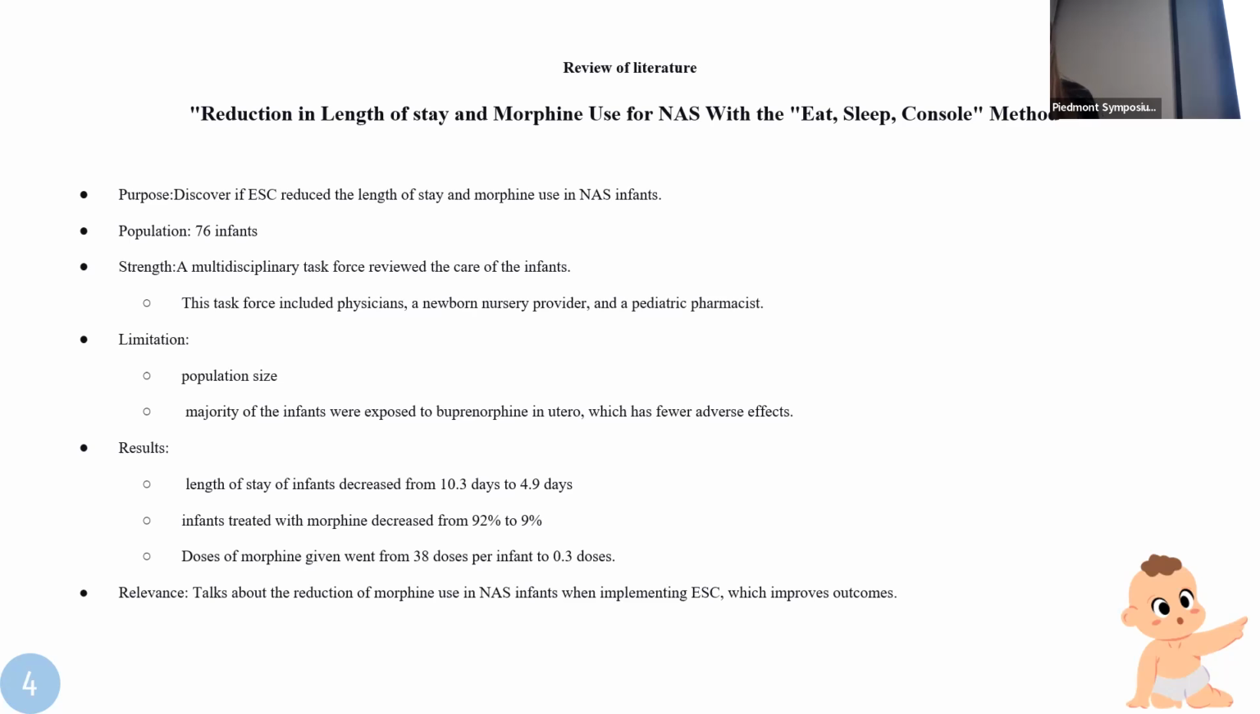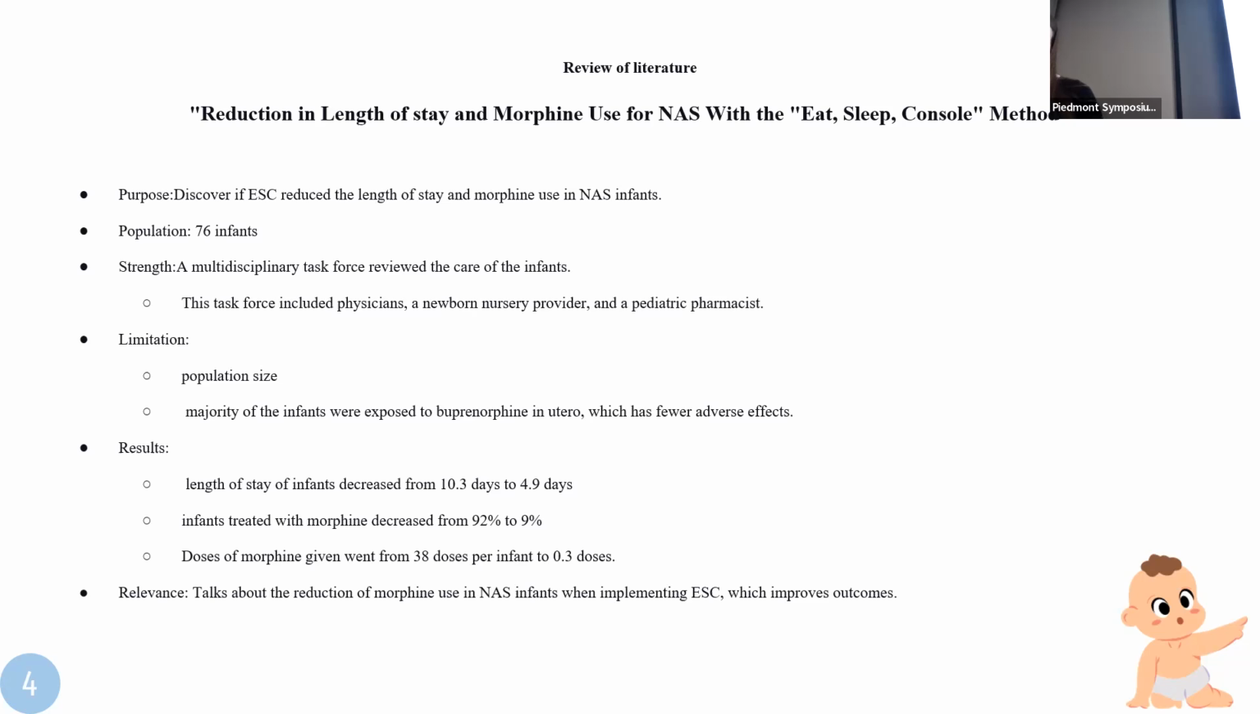The strength of this study was that a multidisciplinary task force reviewed the care of the infants. This task force included physicians, a newborn nursery provider, and a pediatric pharmacist. Limitation was the population size. Another limitation was the majority of the infants were exposed to nephrin in utero, which has fewer adverse effects.